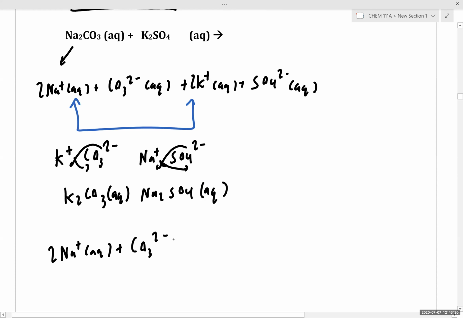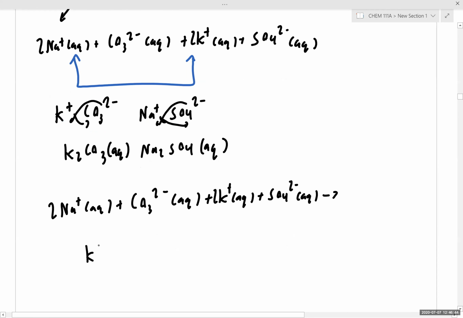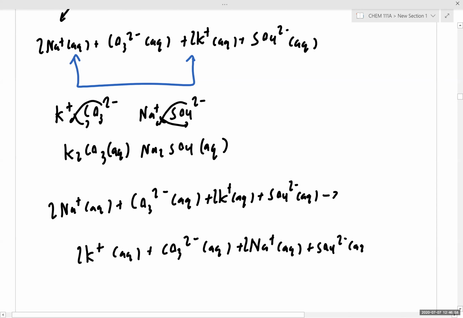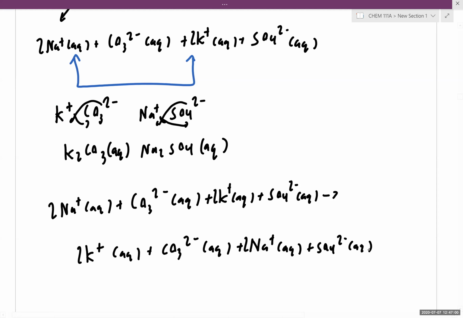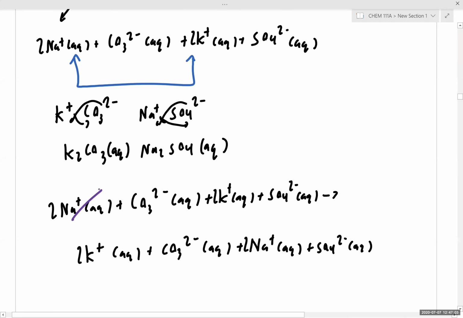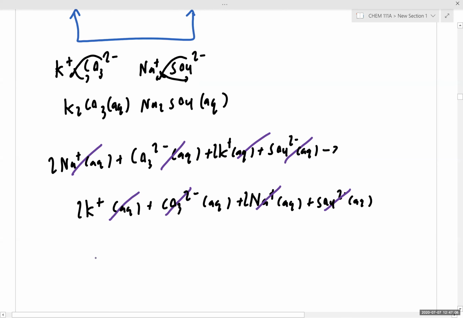ionic equation, we notice something that's a little bit interesting. We notice that our reactant and product side of our chemical equation looks exactly identical when you write out your net ionic equation. So then, if we cancel all of our spectator ions, we're left with no reaction.